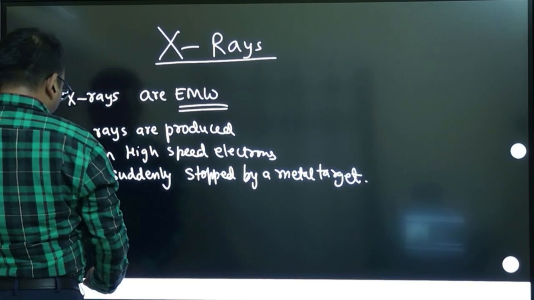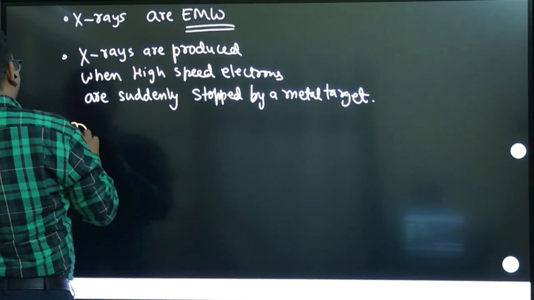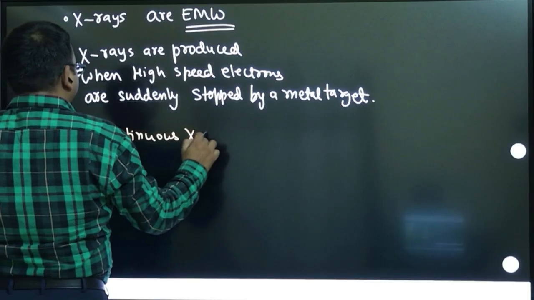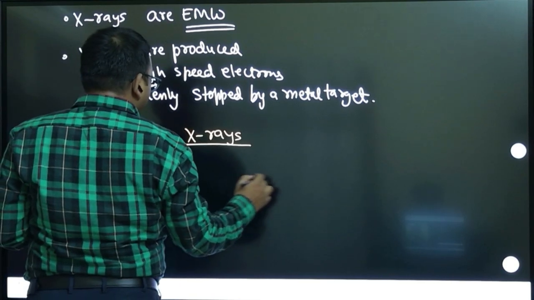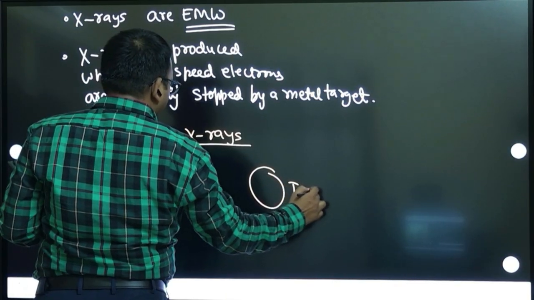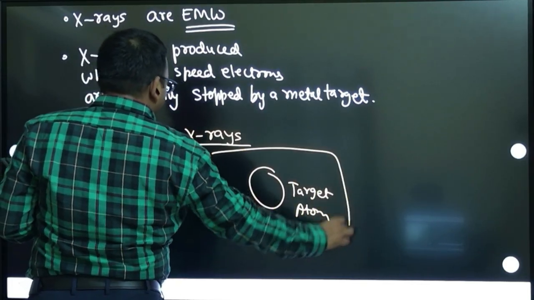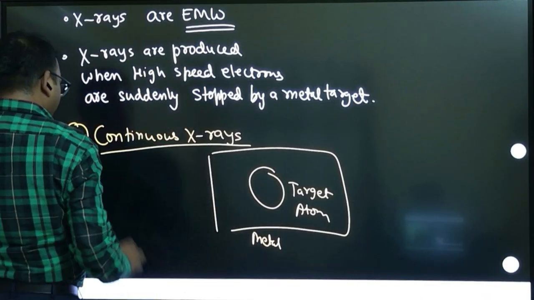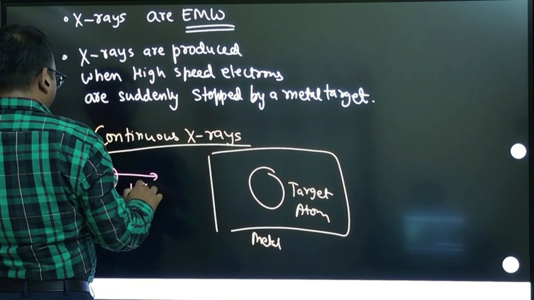Now, there are two types of X-rays. Let us go into the detail of continuous X-rays. Suppose there is a target atom or target metal, some metal sheet, and electrons are going with very high speed.